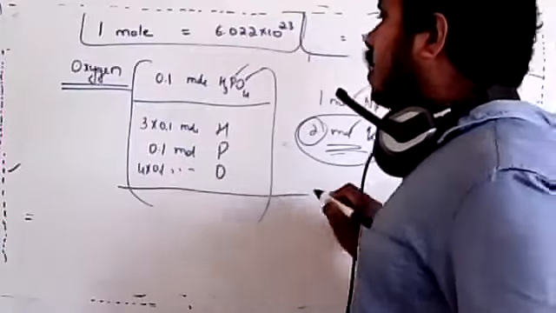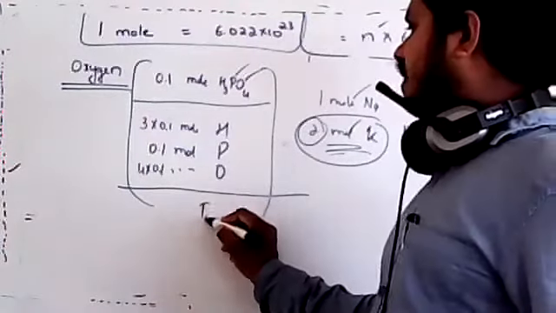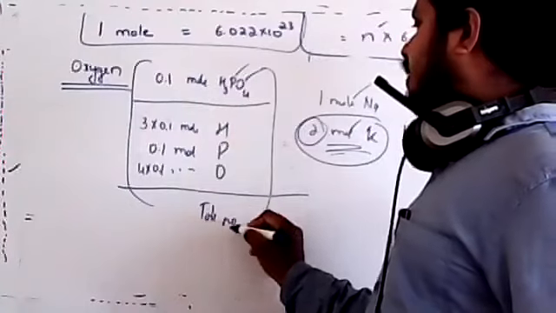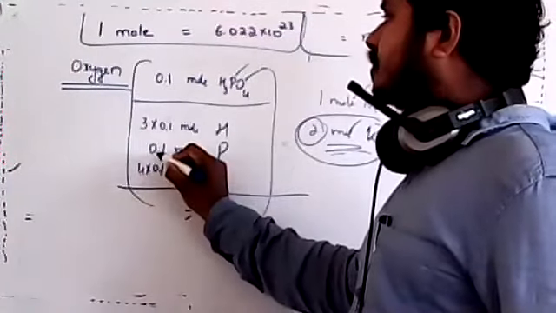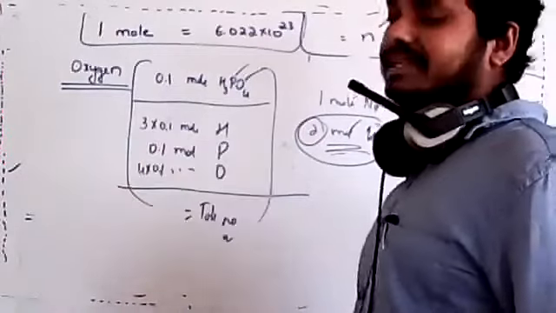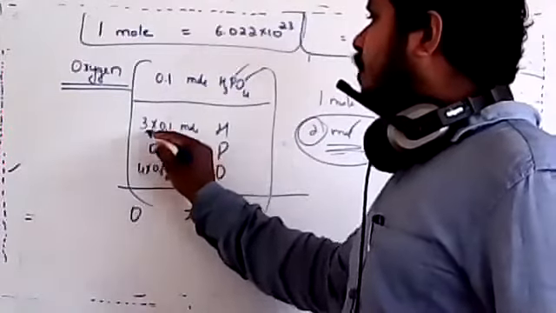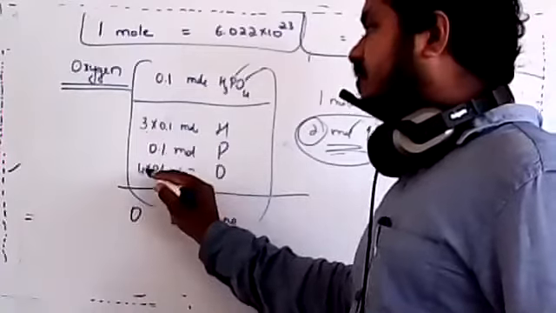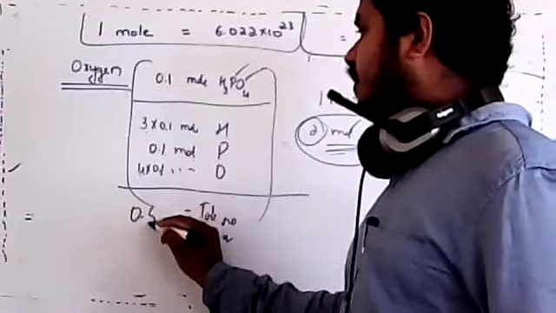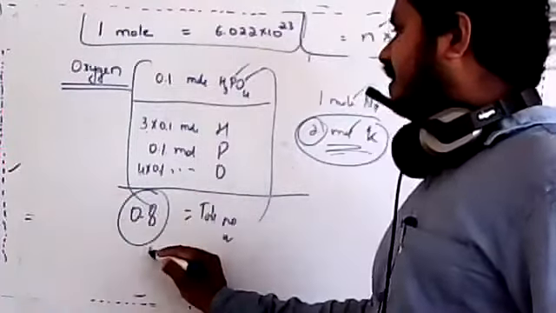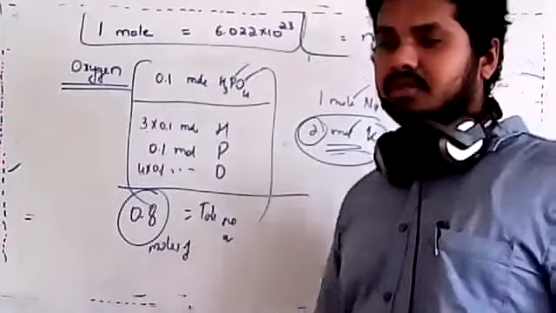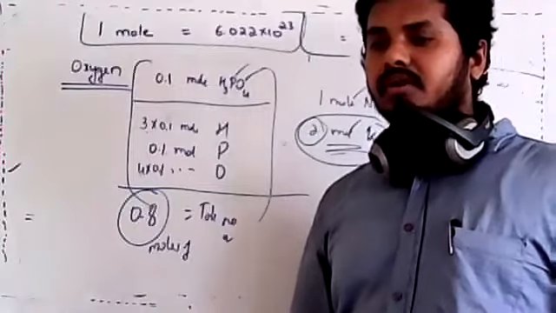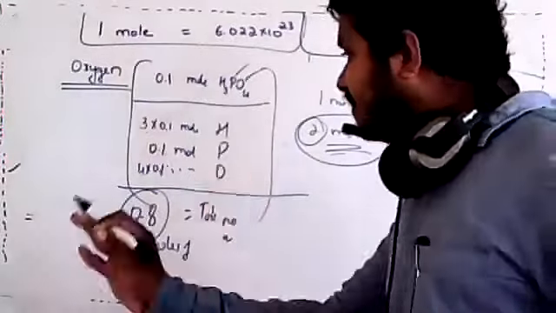So total you count it, okay? Total number of atoms should be 4 into 0.1, which is 0.4. Hydrogen is 0.3 and phosphorus 0.1, so 0.3 plus 0.1 is 0.4, and 0.4 plus 0.4 is 0.8. So it contains a total of 0.8 moles of atoms. This is the first one.